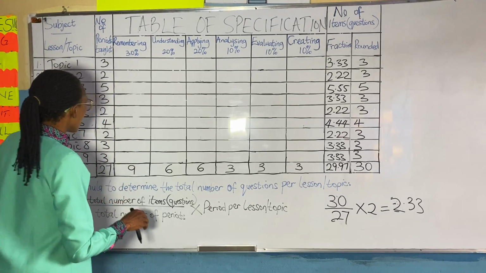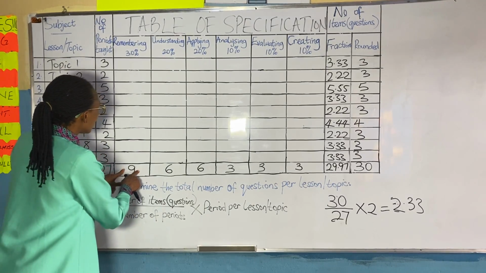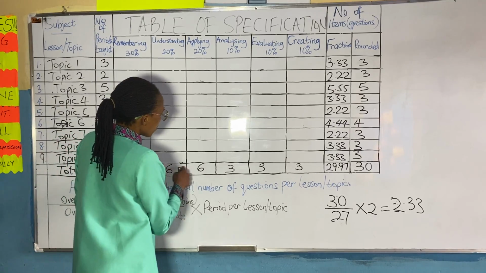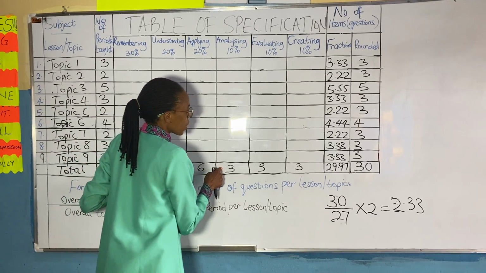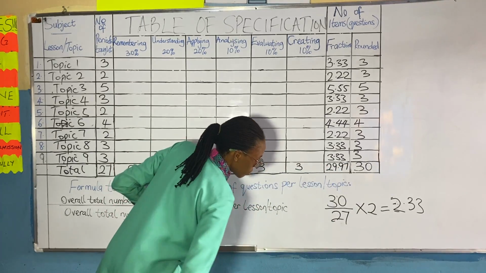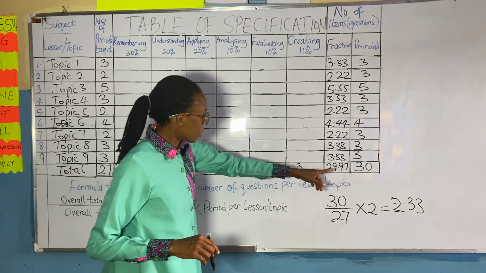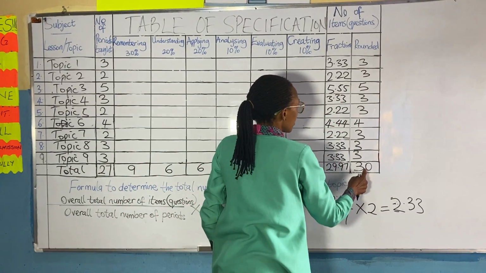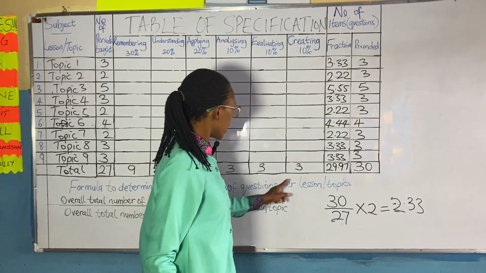Okay, so if you total these, 9 plus 6 plus 6 plus 3 plus 3 plus 3, it will give you 30. The total of this is 30.